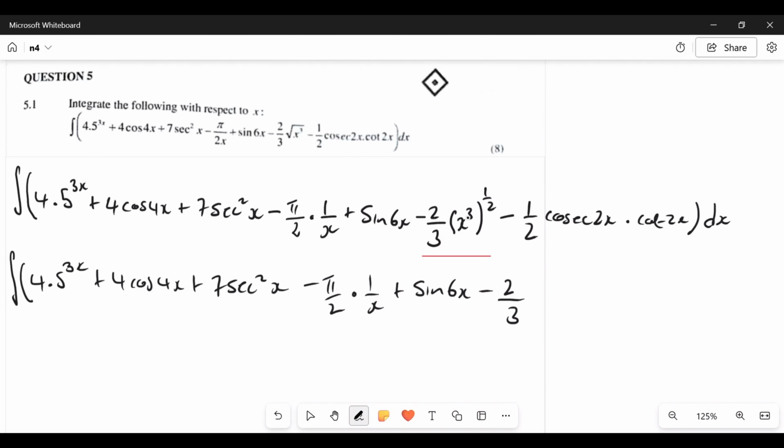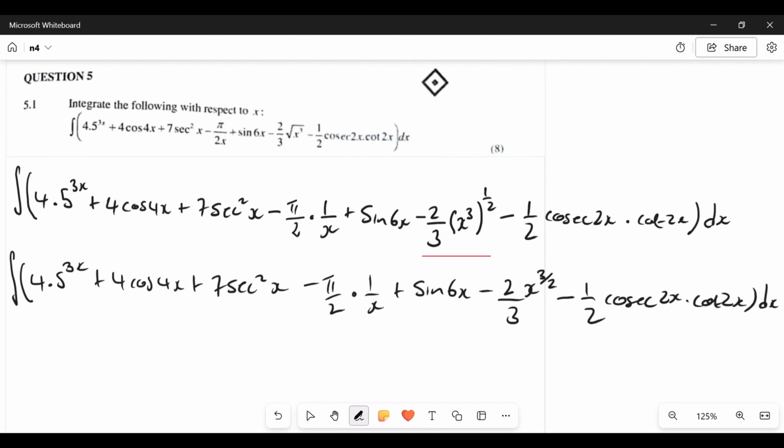Now let's look at x there. We have x to the power of 3 multiplied by 1 over 2. So we can say x to the power of 3 over 2. There we go. Minus 1 over 2 cosec 2x multiplied by cot 2x, close bracket, dx. Right, so when it's like this, now we are able to integrate each and every term that you see here.